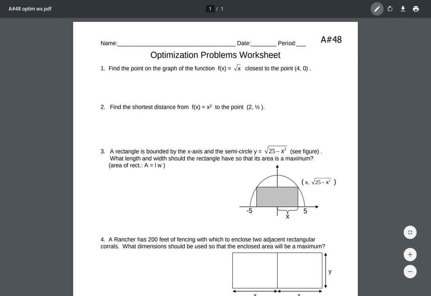All right, guys. So now we're going to talk about a few questions from 48. Specifically, we're going to talk about 3, 4, and 5. And then I'm going to jump over to 48.5 and probably do 2 and 3. All right. So, again, always make sure you try these.